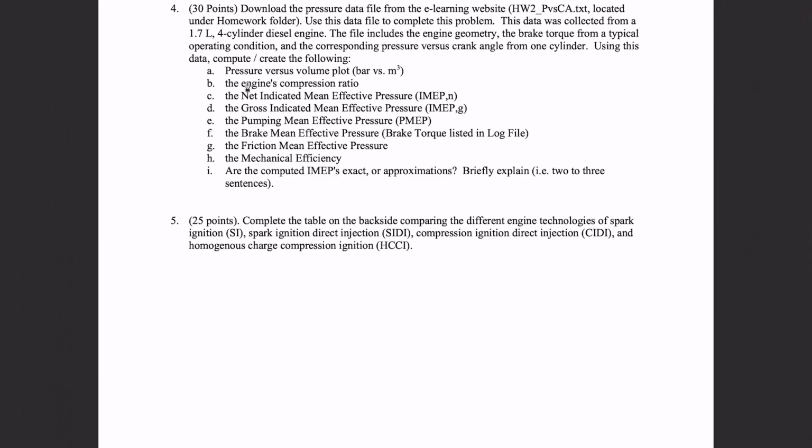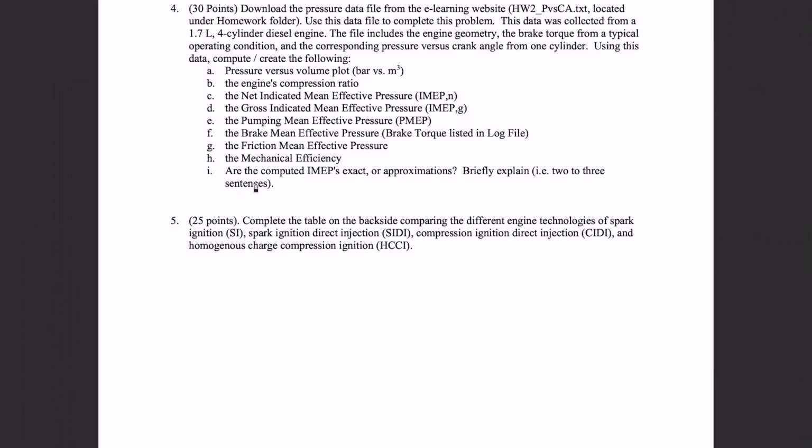Some of the items include things like pressure versus volume, the engine's compression ratio, net indicated mean effective pressure, gross indicated mean effective pressure, so on and so forth. So this video will take you through how you actually process that pressure data and calculate some of these parameters.